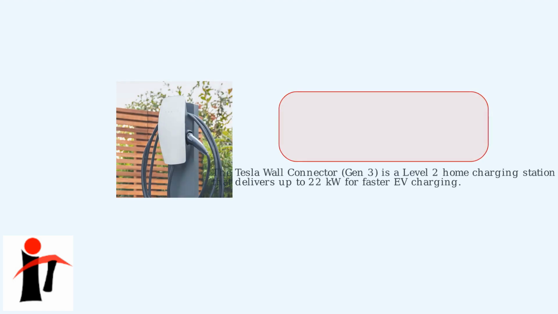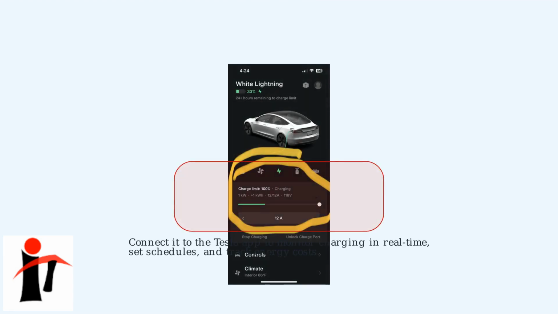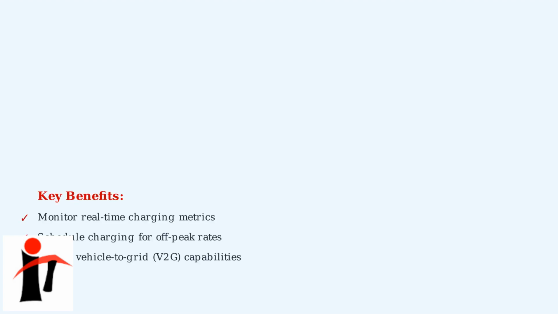The Tesla Wall Connector is your home charging station designed for efficient EV charging. Connecting it to the Tesla app gives you control and insights into your charging. Key benefits include monitoring charging metrics, scheduling for cost savings, and enabling advanced features like vehicle-to-grid.